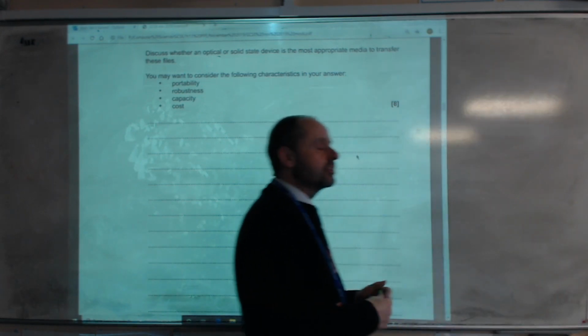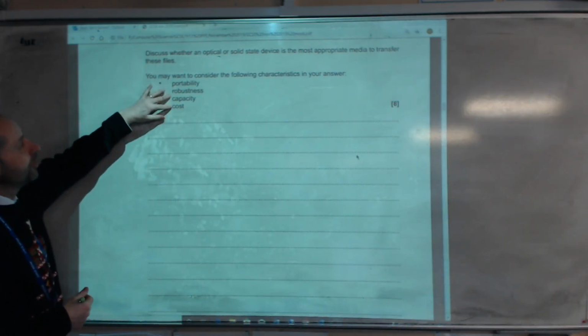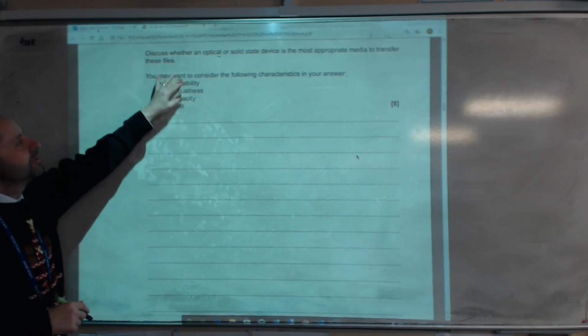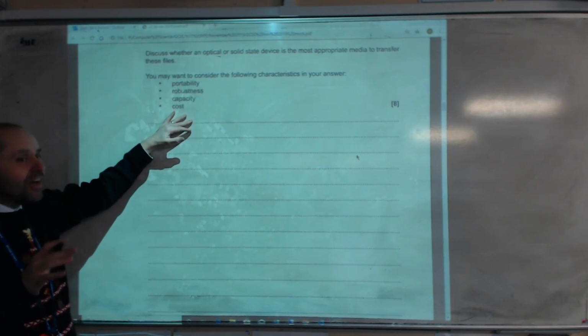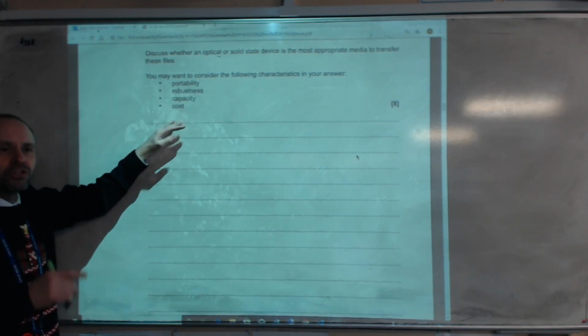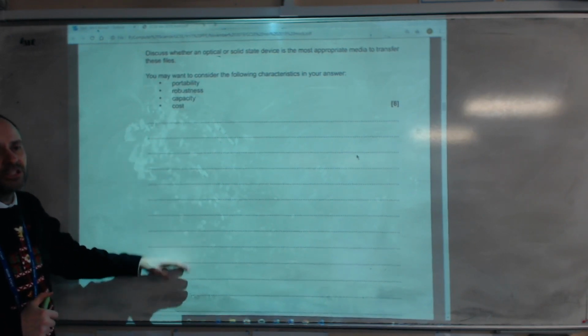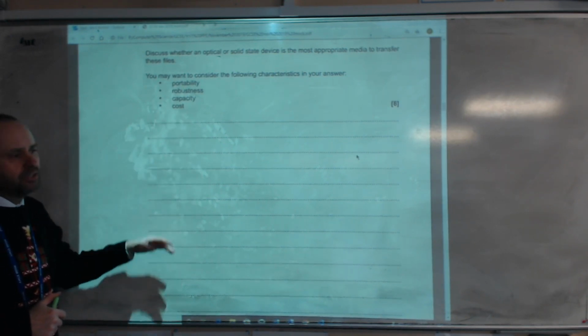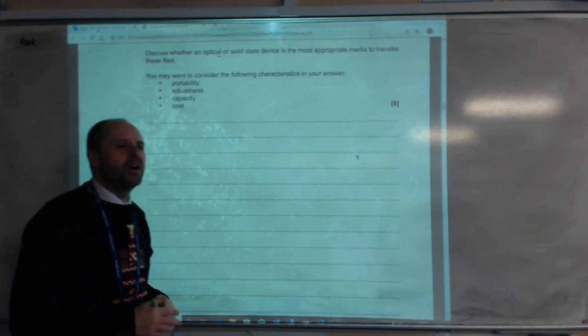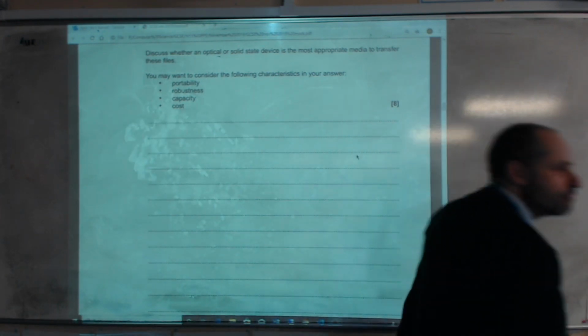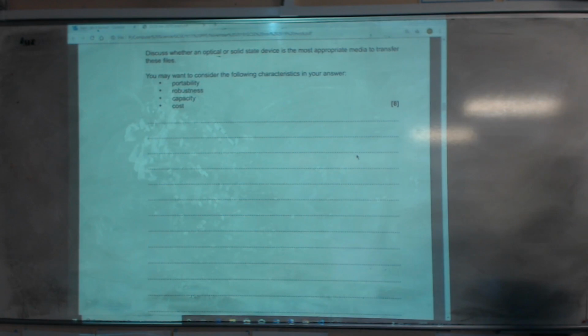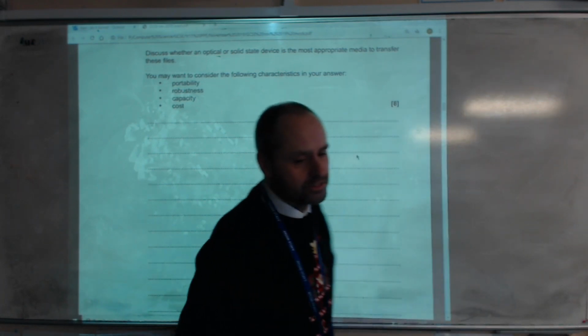So whenever you get a discuss, always make sure, if they've given you some pointers, talk about them. Maybe talk about them in that order. What you mustn't do is bullet point these. I know in some of the subjects you're allowed to do that, but you will throw all your marks away because on the mark scheme they're looking for written quality when you're doing these long form questions.